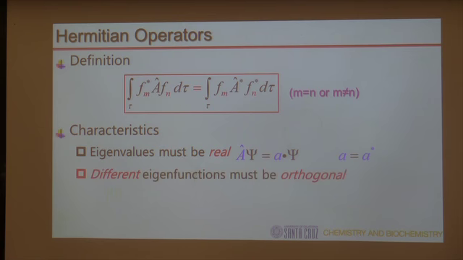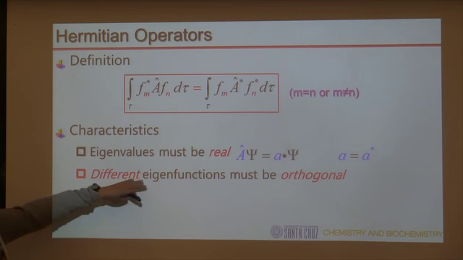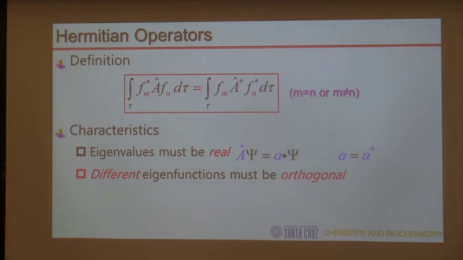The second one is that different eigenfunctions of the same Hermitian operator must be orthogonal. Different eigenfunctions of the same Hermitian operator must be orthogonal. And do you still remember how we can prove orthogonal or not?